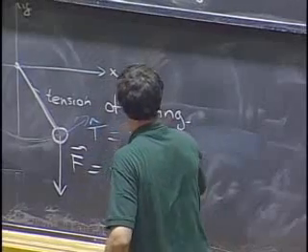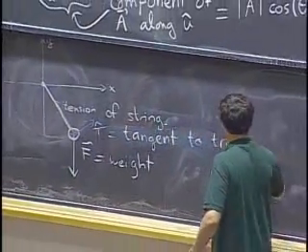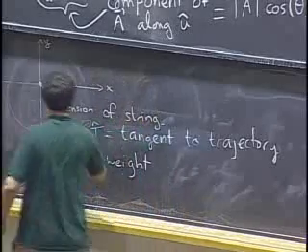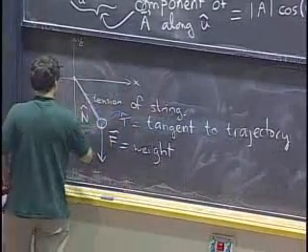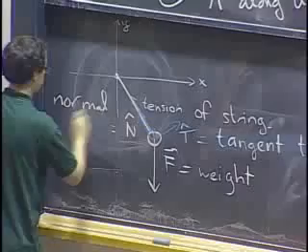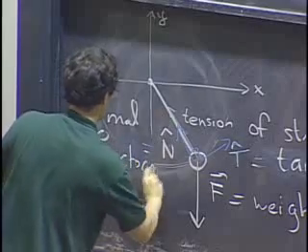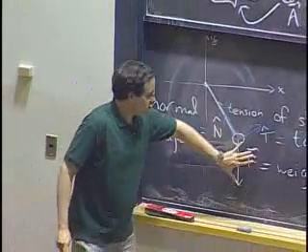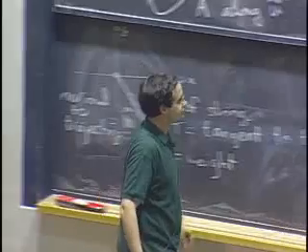t is tangent to the trajectory. And on the other hand, we can introduce another vector. Let's call that n. And that one is normal, or perpendicular, to the trajectory. And so now, if you think about it, you can look at the components of the weight along the tangent direction and along the normal direction.